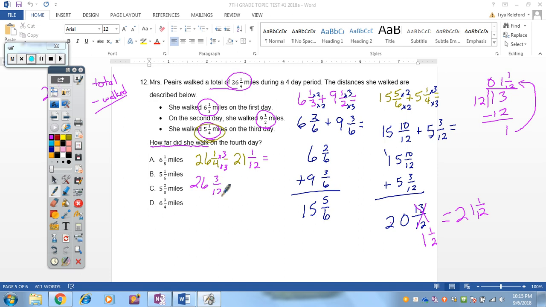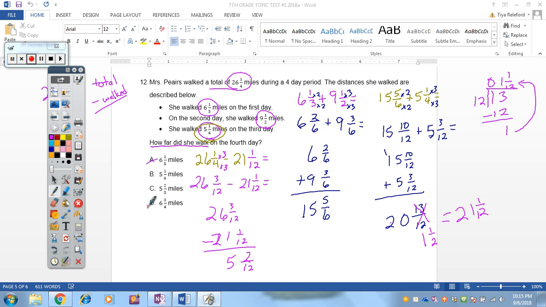26 and 3/12 minus 21 and 1/12. Hey, that's even an easier subtraction. Denominator stays the same. 3 minus 1 is 2. 6 minus 1 is 5. Ooh.